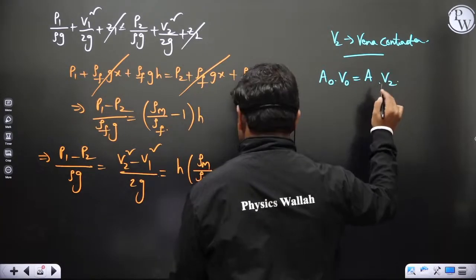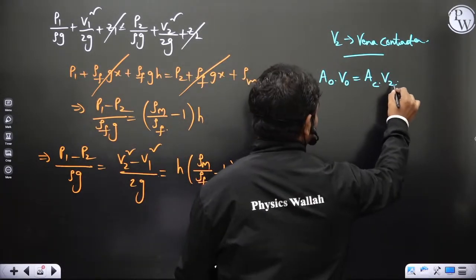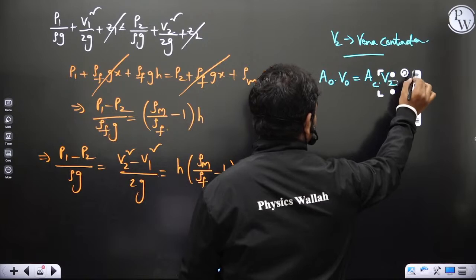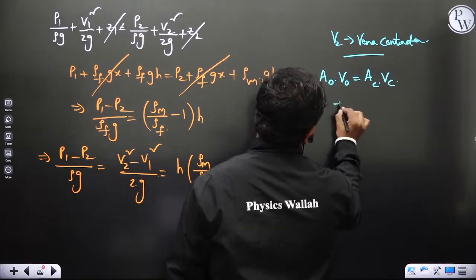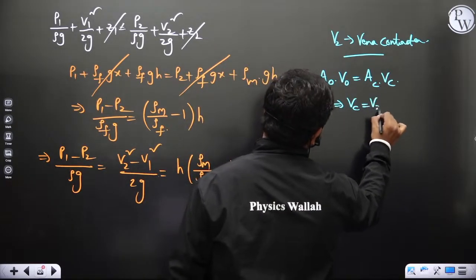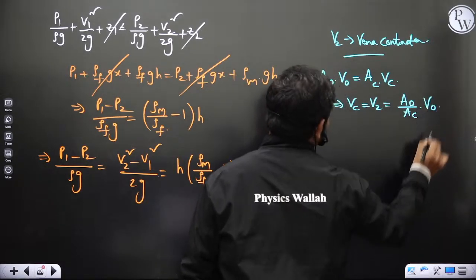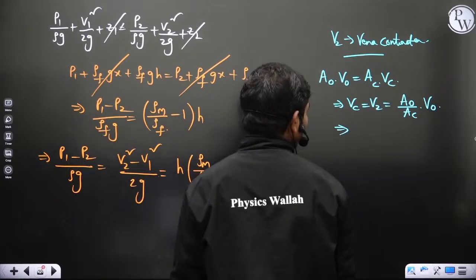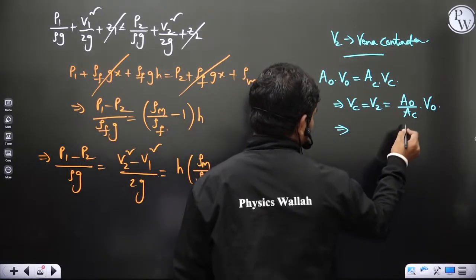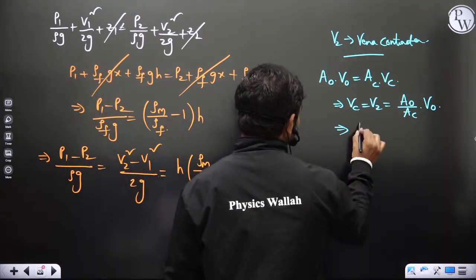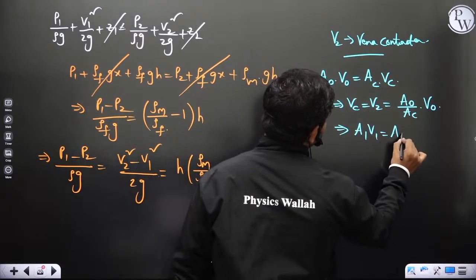So we can write this as area at the vena contracta, velocity at the vena contracta. So VC, which is V2 of course, can be written as A0 by AC times V0 actually. So this gives you A0 V0 is AC VC, and again from continuity you have A1 V1 is equal to A0 V0.